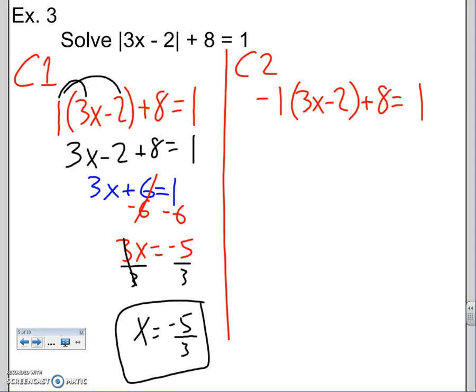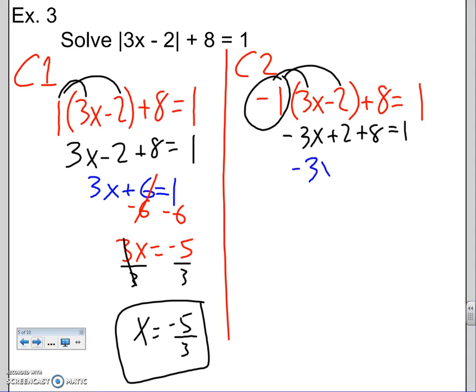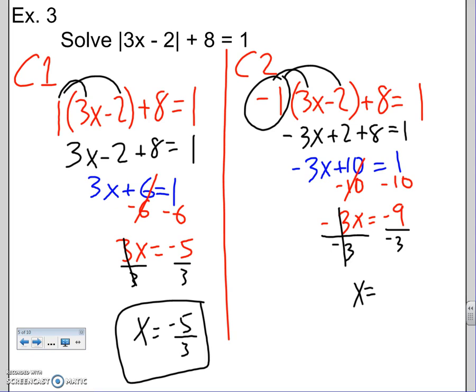Other side, distribute this negative 1. Negative 3x plus 2 plus 8 equals 1. Combine like terms. The 2 and the 8 combined together to make 10. And subtract first. Minus 10, minus 10. Negative 3x equals negative 9. And divide last. Divide by negative 3. Divide by negative 3. X equals positive 3.